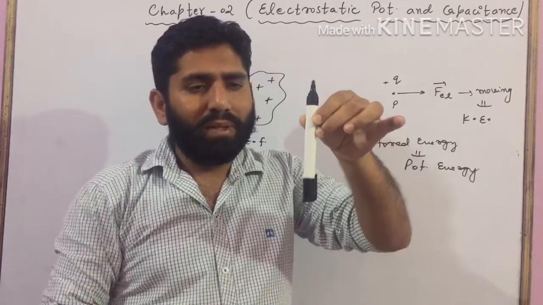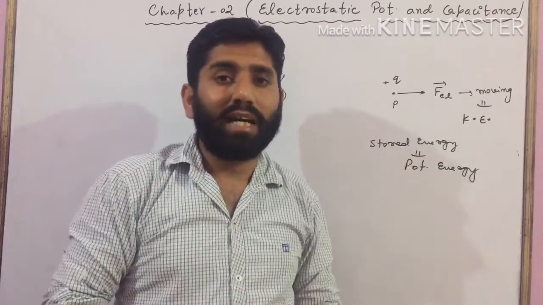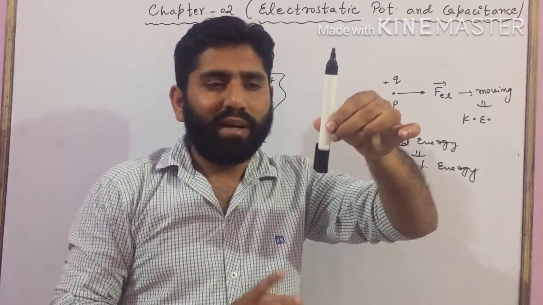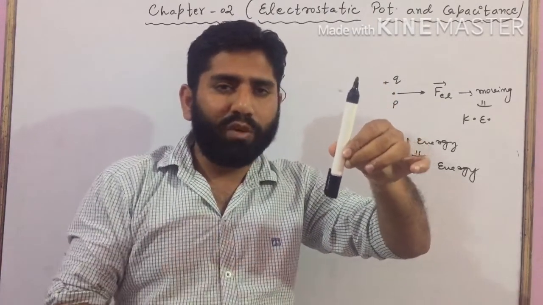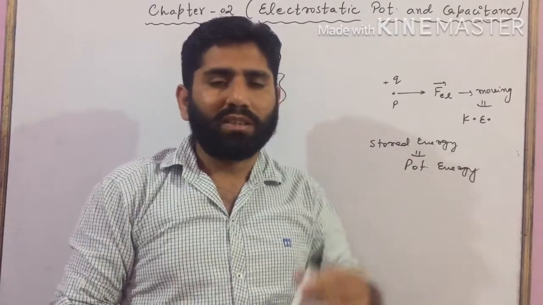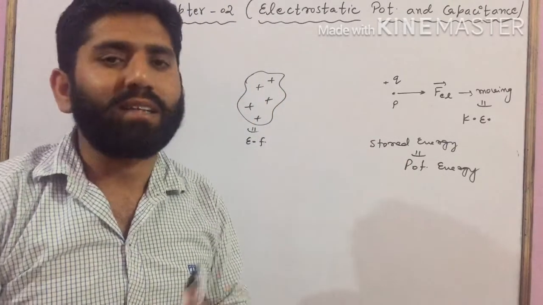So let us see. If I leave this object free now, it will fall towards the center of Earth. It means at this point when it was at rest, it was having some energy. And as I free it, what happens? It falls downward. What does that mean? Its potential energy starts converting into what? In the form of kinetic energy.